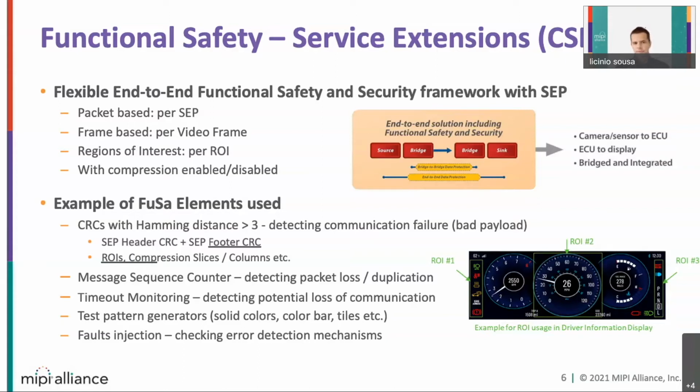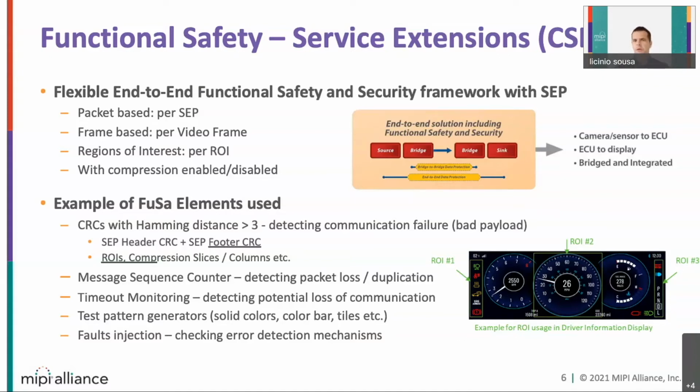And so the bullet below is kind of listing how these ingredients that came in from ISO 26262 are embedded in the spec. So basically, we're looking at CRC with hamming distance bigger than 3. This is in order to detect any communication failures and bad payloads. The message sequence counter is to be able to detect packet loss and duplication, to be able to report that to the system so that the system can take action, right?